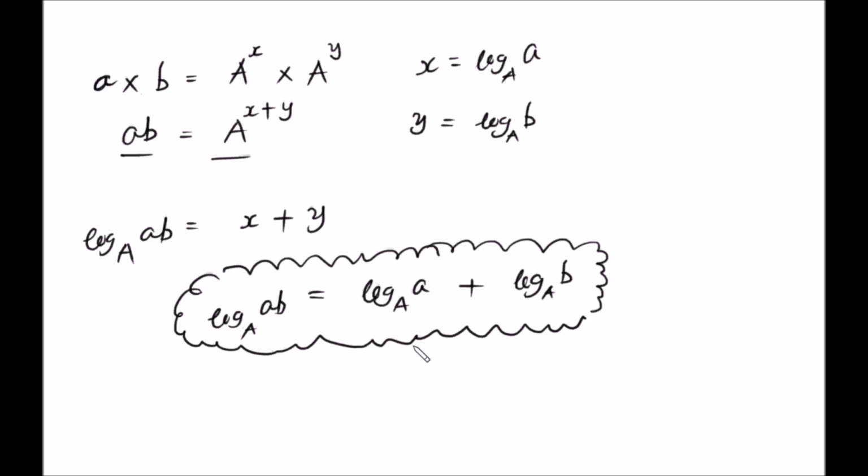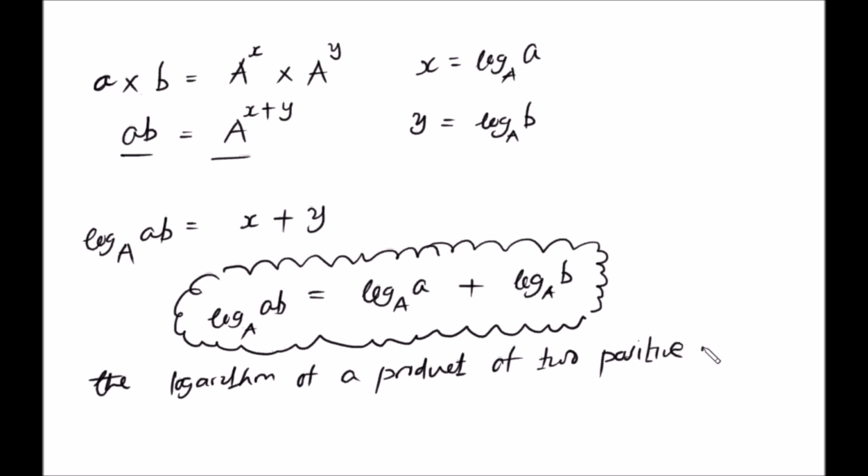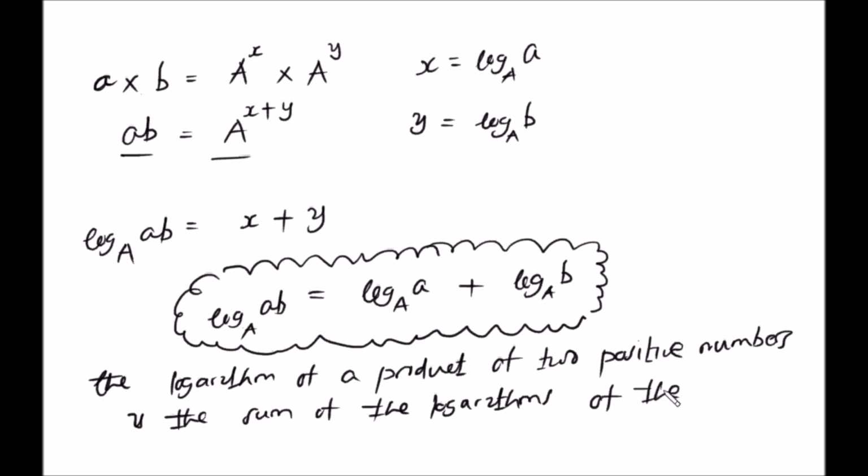Hii inasema kwamba the logarithm of a product of two positive numbers kama a na b hapo is the sum of the logarithm of the separate numbers.